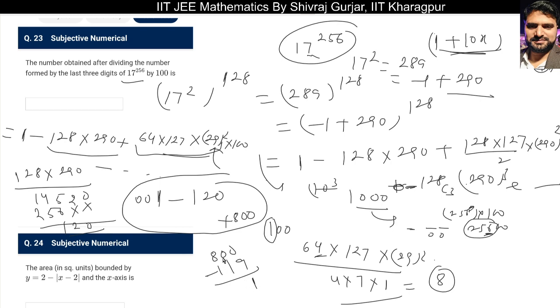800 minus 119 gives 681. So 681 is the last 3 digits of this. When this is divided by 100, it will be 6.81, which is the answer.